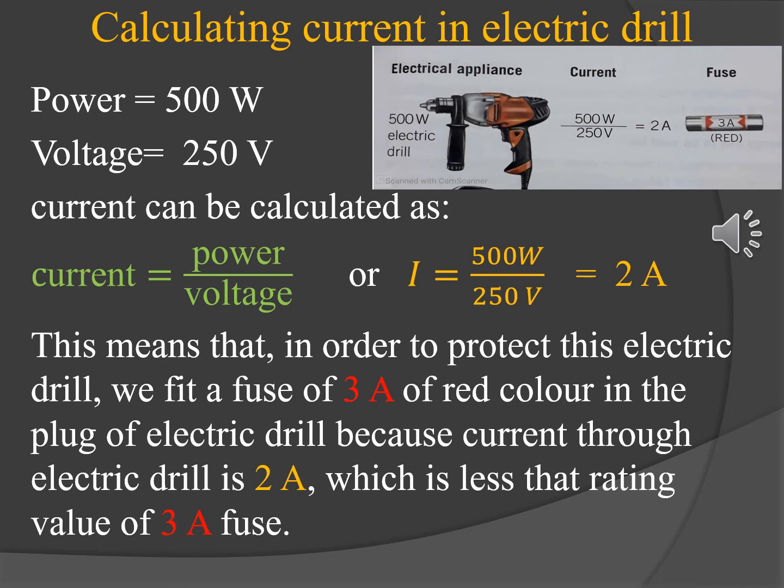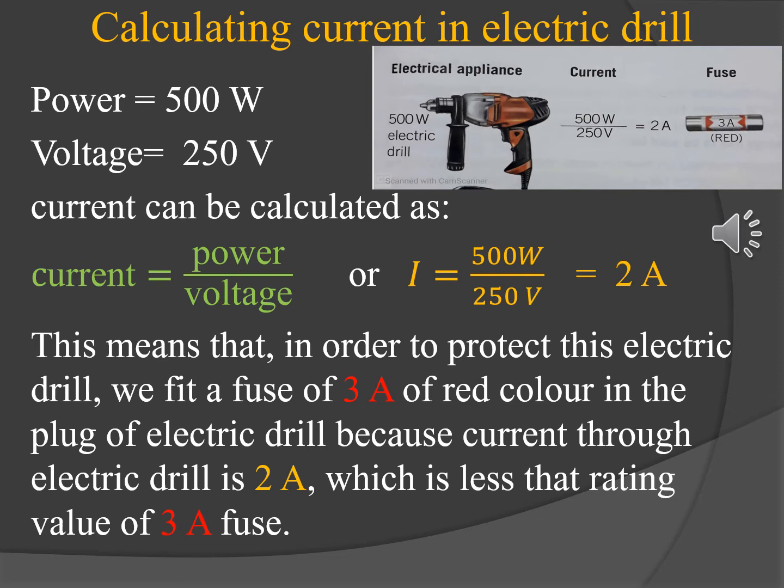For example, first is electric drill, whose power is 500 watts, and the alternating voltage which we receive in our homes is 250 volts, so the current can be calculated as current is equal to power over voltage. Or, current is equal to 500 watts over 250 volts, which is equal to 2 ampere.